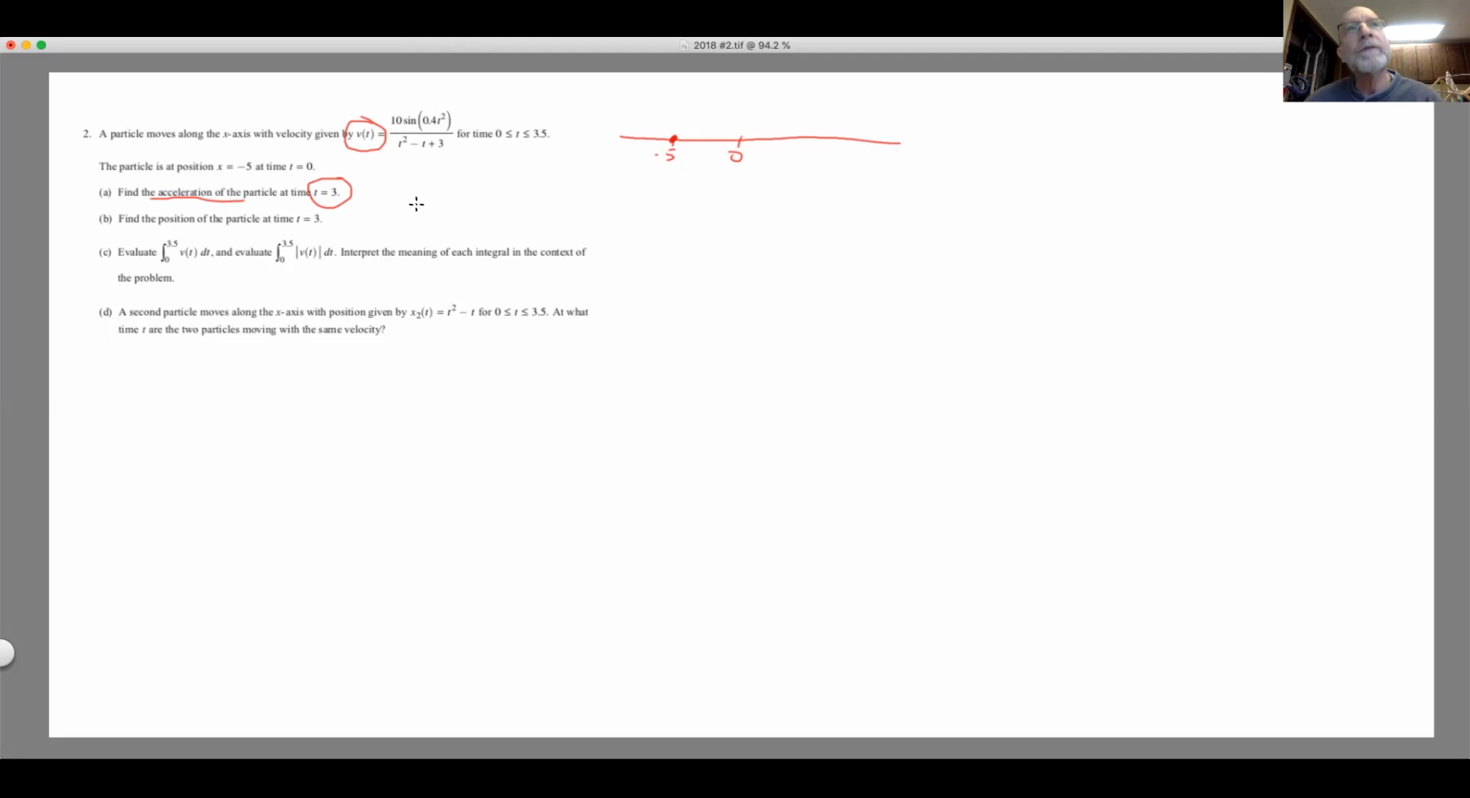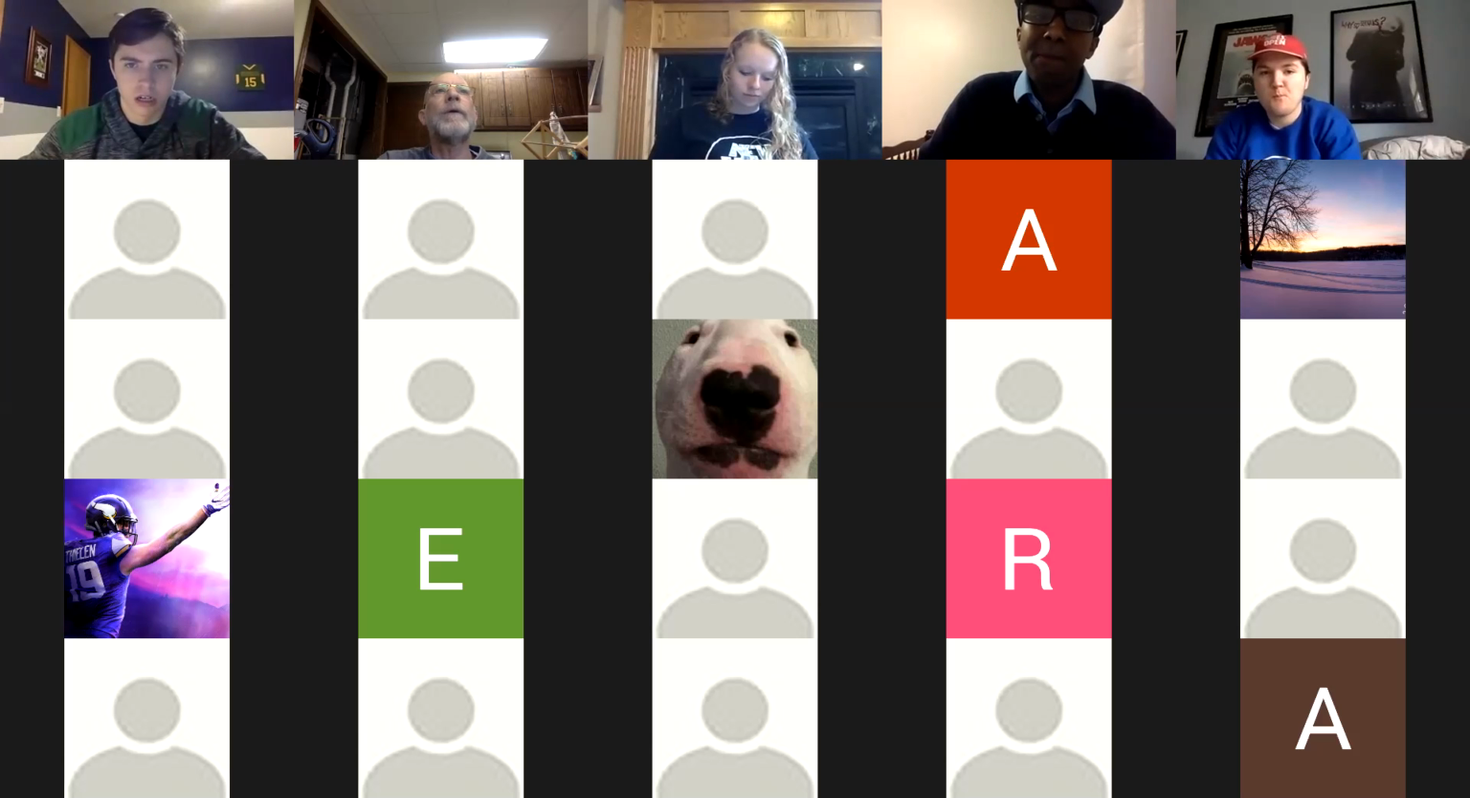Yeah, so this is what I would show for my work, Adam, is I would say the derivative of velocity is equal to acceleration. And that means the acceleration of 3 equals, you're going to come up with some number, correct? Correct. All right, so what I'm going to do now is I'm going to go to my calculator.